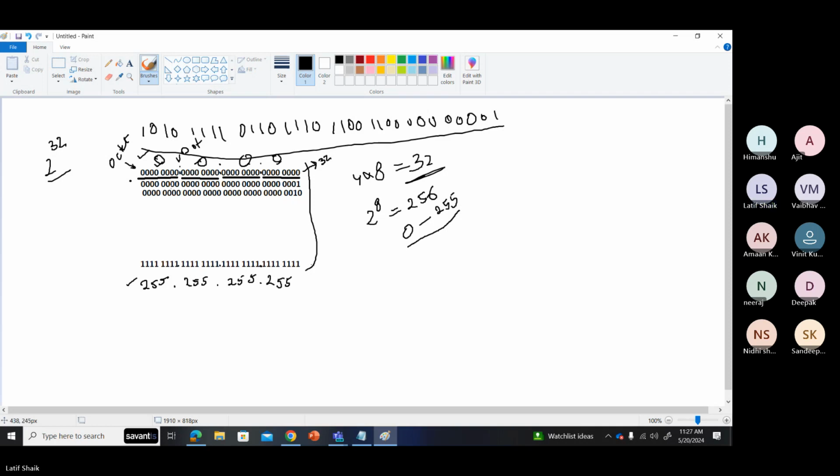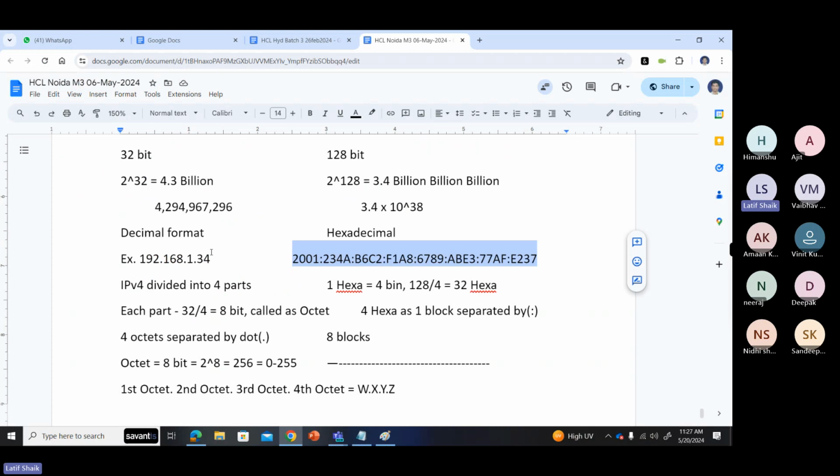What is it? Octet. Each one we call an octet. Each octet ranges from 0 to 255. Octet means 8 bits. We have 4 octets, so totally 32 bits. You guys understand this part?